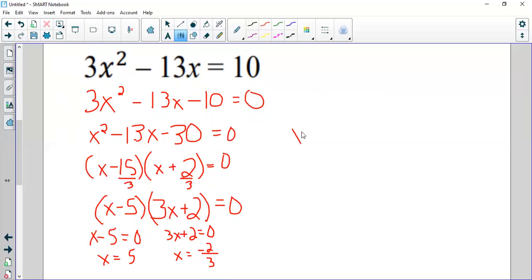So there's my two answers. My two answers are x is equal to, I'm not even going to pretend to try to draw braces, negative 2/3 or 5. Remember, don't put in parentheses. That looks like a coordinate. Either draw braces or just list them from least to greatest. All right, not too bad.